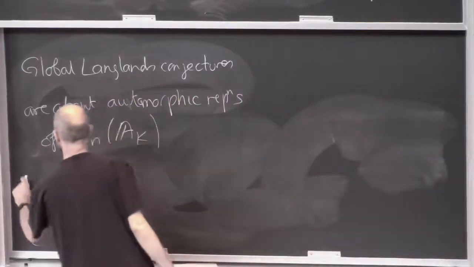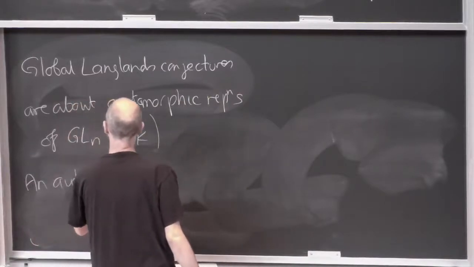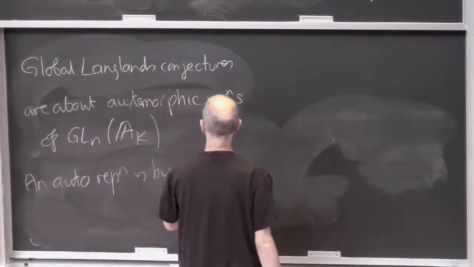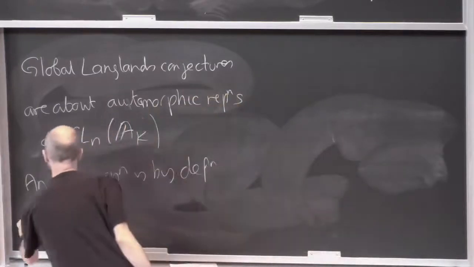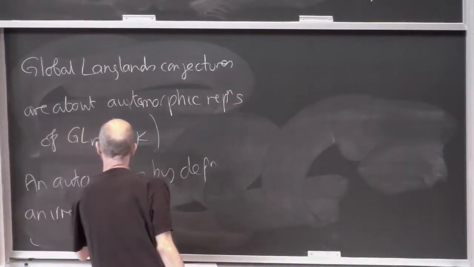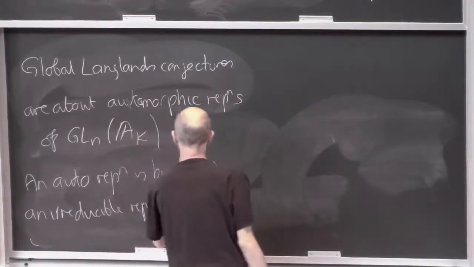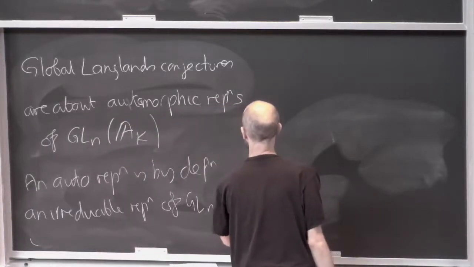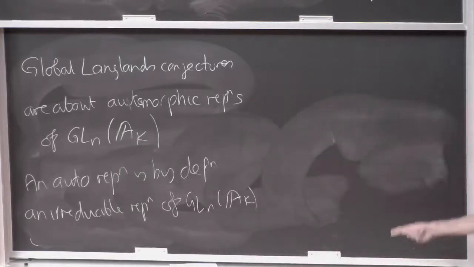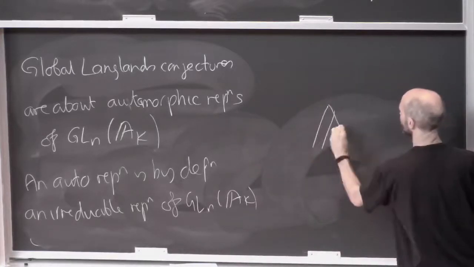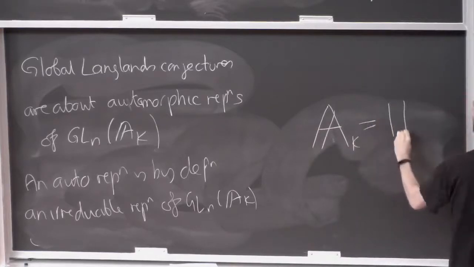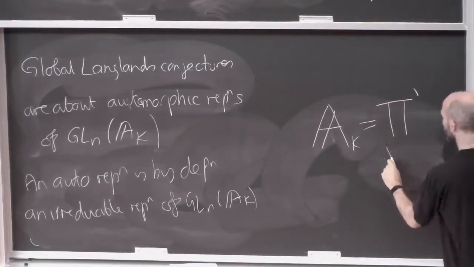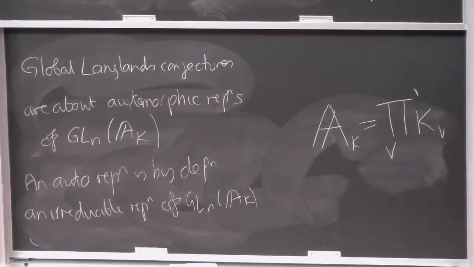So an automorphic representation is by definition an irreducible representation of GLN of the Adels of K. Now we know about the Adels of K. There's this restricted product, right? Adels of K is the restricted product over all places V of KV. Okay, and that product is hiding information. This product is saying for all but finitely many of these finite places V, this thing should be integral or whatever.